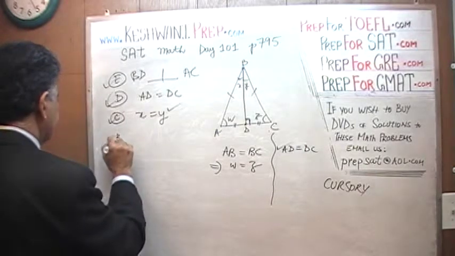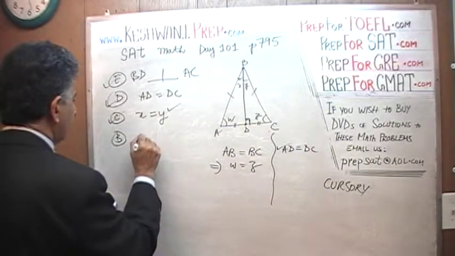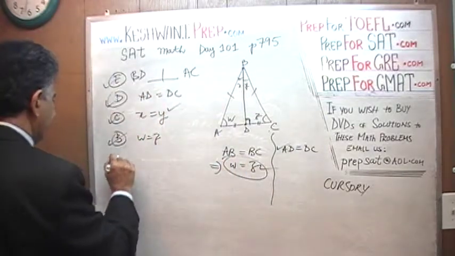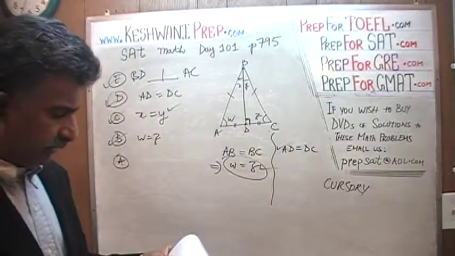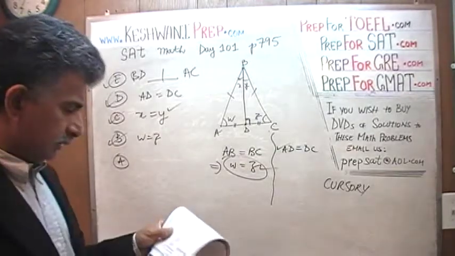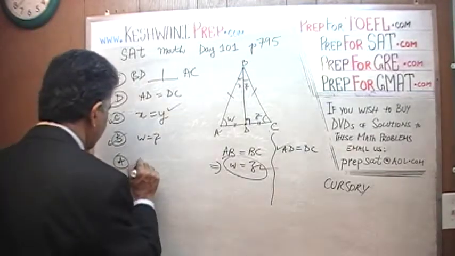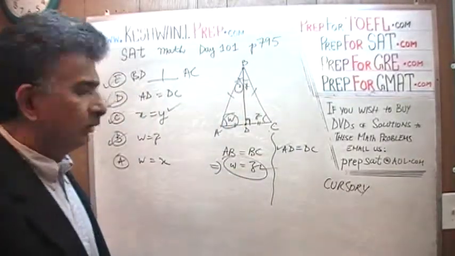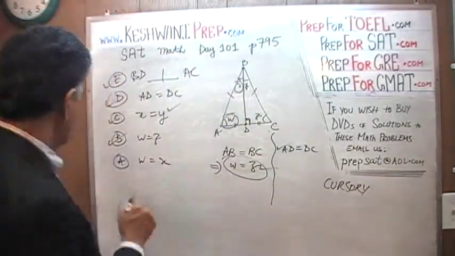B says W equals Z. Right here, W equals Z. That is also true. The answer is A. Whatever A happens to be is the answer because all the others are true. W equals X. No, W does not equal X. There is no reason why W would have to be equal to X. The answer is A.